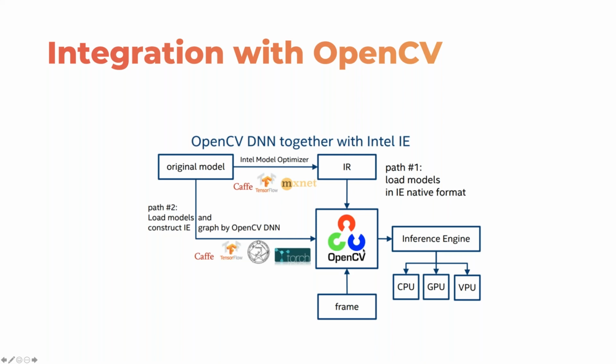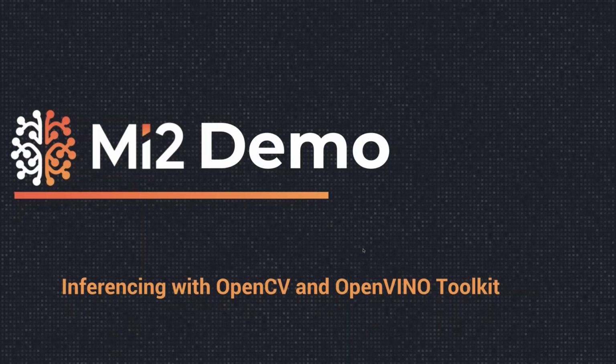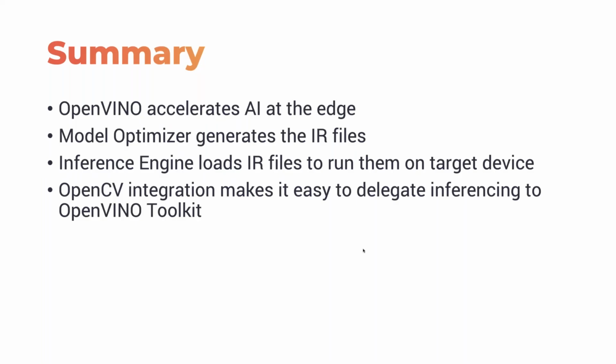So that brings us to the end of this session, and this was a quick walkthrough of the building blocks of OpenVINO and how to use it with OpenCV. Let me summarize. OpenVINO accelerates AI at the edge. It can run on CPU, GPU, VPU, or FPGA. But you don't need to change your code except one parameter. Model Optimizer generates the IR file from an input neural network trained in TensorFlow, Caffe, MXNet, or ONNX.